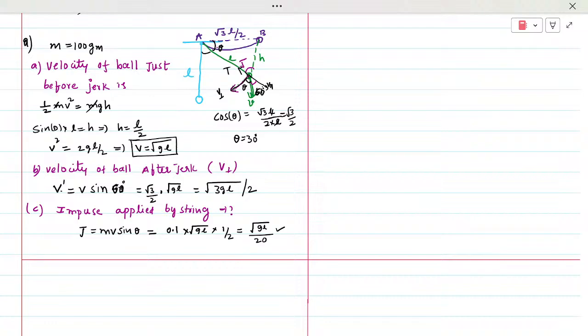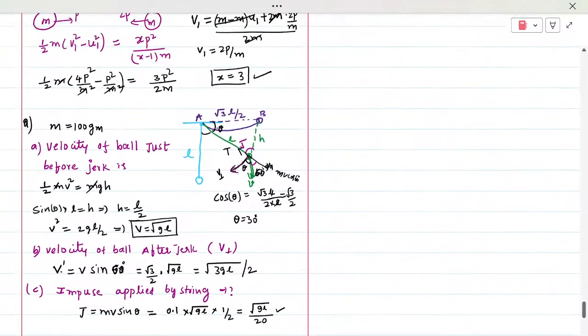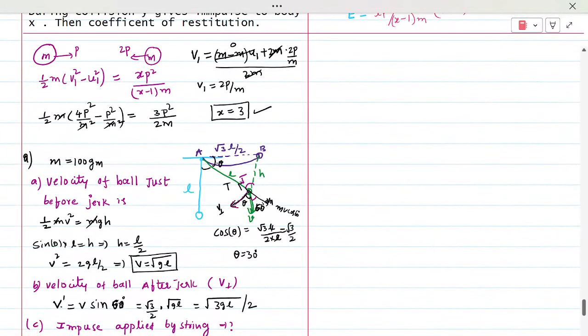So this is the impulse applied by the string, means the impulse along the string. So here J is equal to, in this parallel direction, m v cos 60 or m v sin 30, both are the same. So this is about the impulse case. Now instead of impulse, in the same model of the question, see, another model of the question. So the diagram is like this.